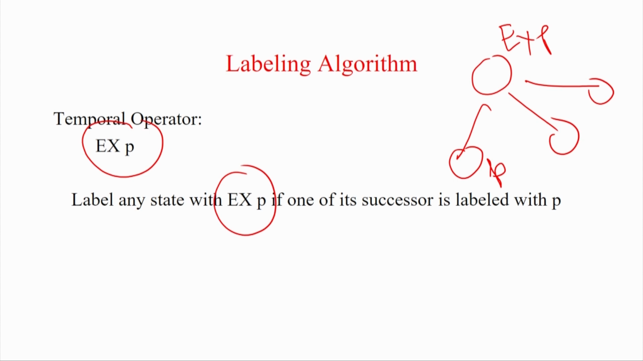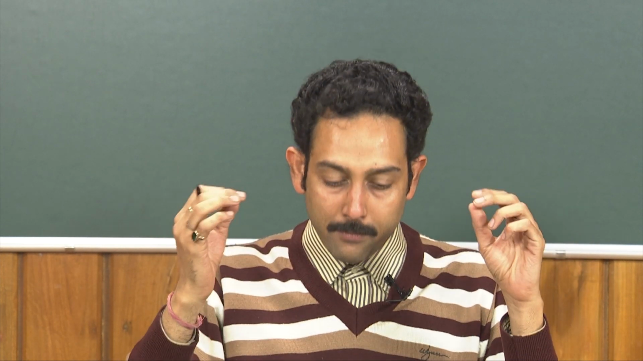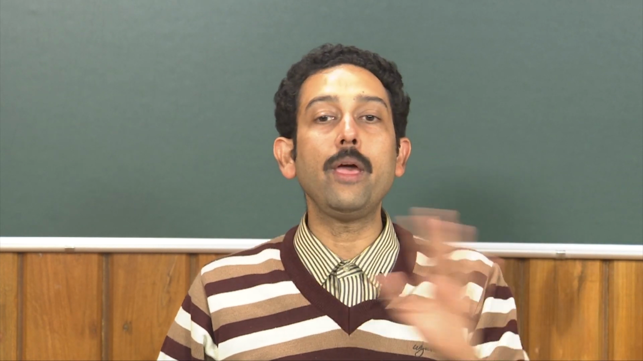Now complexity comes in. You already know from finite automata theory that if the number of state variables is n, the number of states in the model can be 2 to the power n. So if your system has 100 variables, the formal model on which you will do this labeling or model checking will have 2 to the power 100 states. No way you can achieve it.